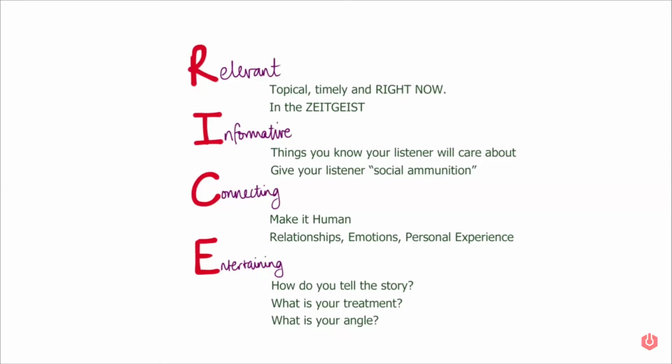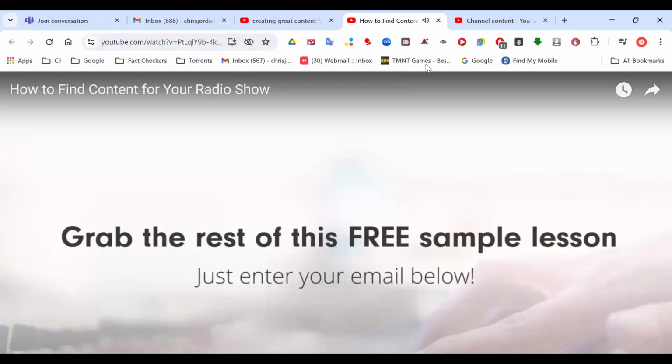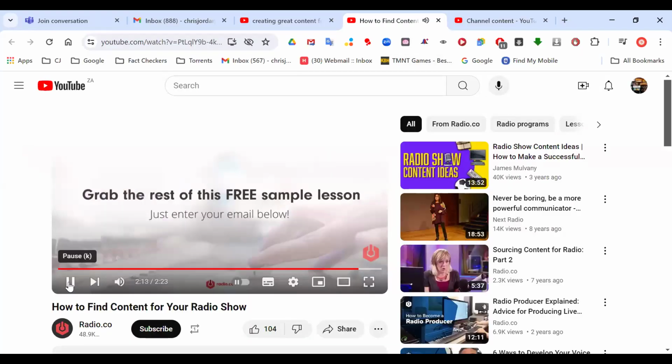Give them social ammunition. That means that they can go to their friends and use that information to make connections. The C in RICE is connect. Make it human. Look at relationships, emotions, personal experience. They're all key to making your content work. And look at the words that you would use to express the information that you're giving them. And E, make it entertaining. This is about your treatment, your angle, the way you tell the story, the emotions you pull into your performance. So make sure it's RICE: relevant, informative, connect, entertaining. Get on the air from anywhere.